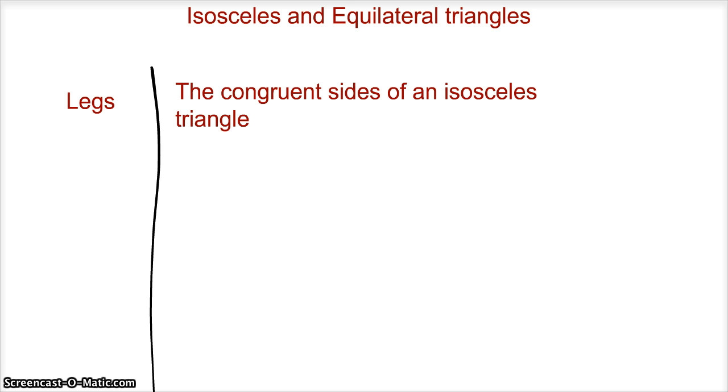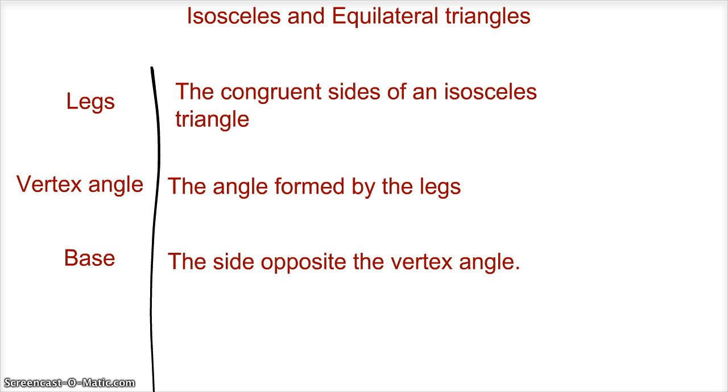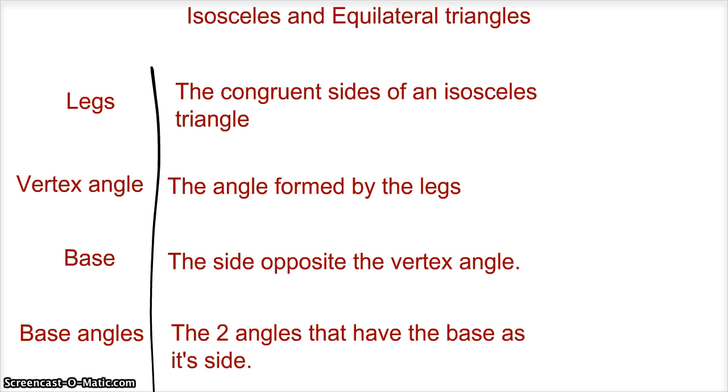Alright, so we have the legs of the isosceles triangle, and the legs are the congruent sides of the isosceles triangle. The vertex angle is the angle formed by the two legs. The base is the side opposite the vertex angle. Alright, the base angles are the two angles that have the base as its side. Let me say that again. The base angles are the two angles that have the base as its side.